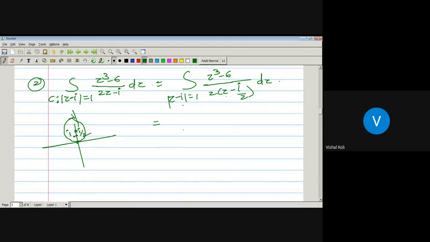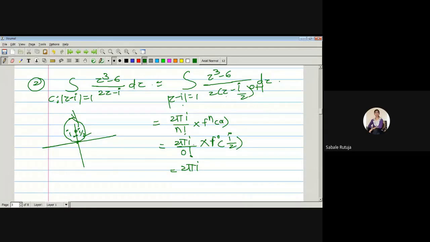Which is equal to 2 pi i divided by n factorial into again f^n(a), which is equal to 2 pi i. What is the value of n here? 0. This will be 0 plus 1, which is nothing but 0 factorial into f naught of i/2, which is equal to 2 pi i. 0 factorial will be 1. f naught of i/2 is nothing but f of i/2. What is here f of z?